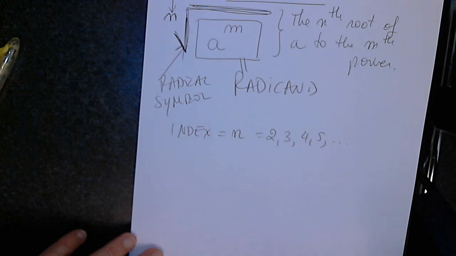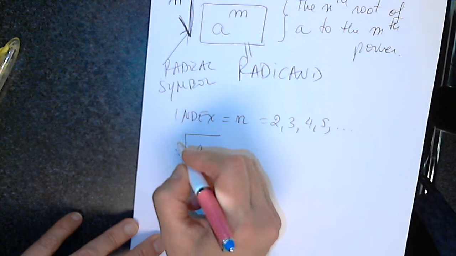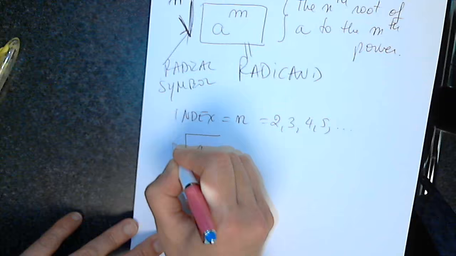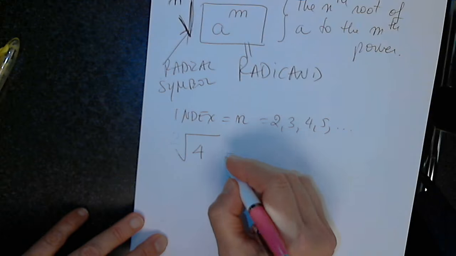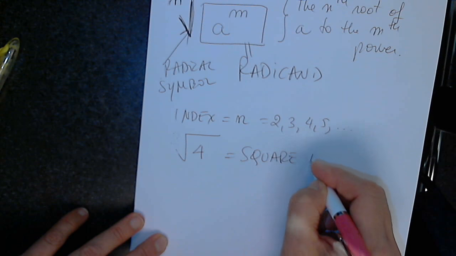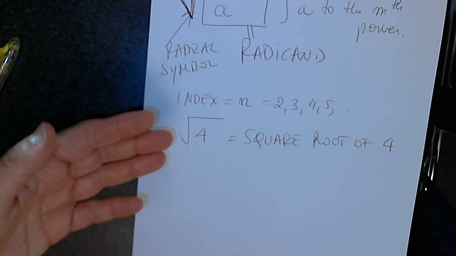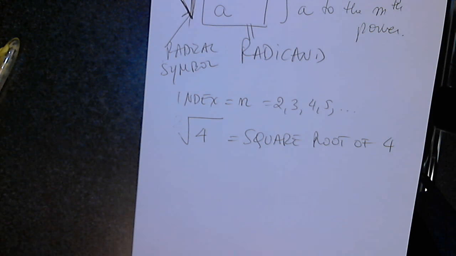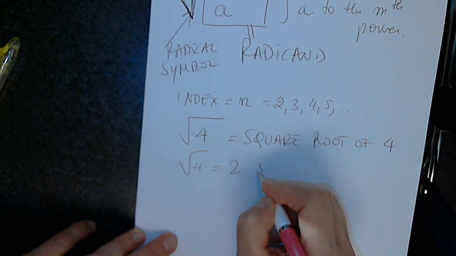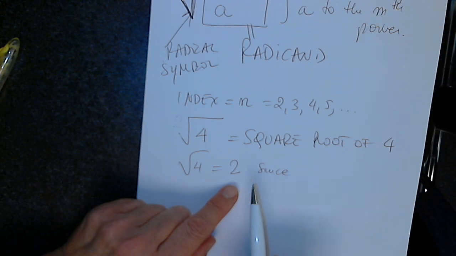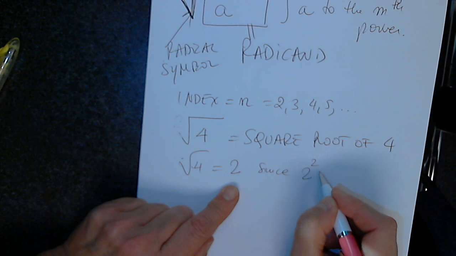Okay, so let's start with this notation. By convention, we do not write the smallest index. We know it's there. So we read this as the square root of 4. When you see no index, we mean the square root. So the square root of 4 is 2, since, careful, 2 squared is 4.